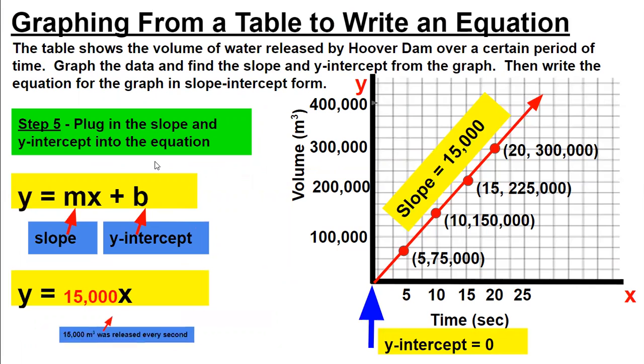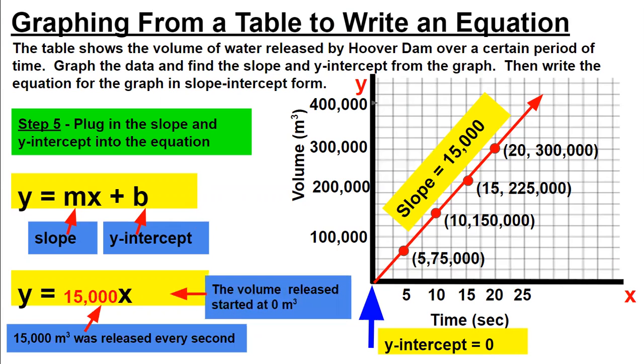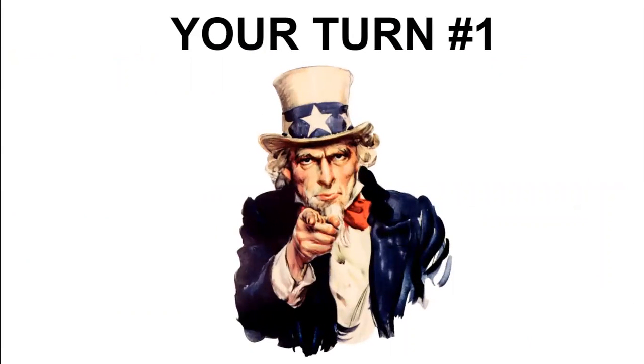So what does this mean? This means that 15,000 meters cubed of water goes over the Hoover Dam every 1 second. That is a lot of water. And what does the y-intercept of 0 mean? That just means that when the time is 0, no water has yet gone over the Hoover Dam. Oh, the volume release started at 0. We just said that. Okay, so now you get to give this a try, and I'll see you back in a moment. Pause the video, do the questions, and come back.